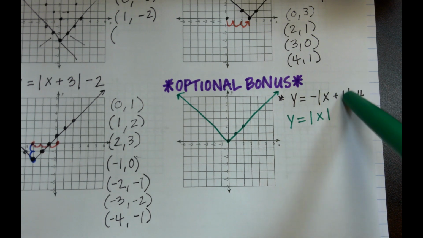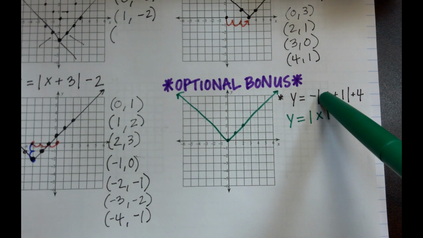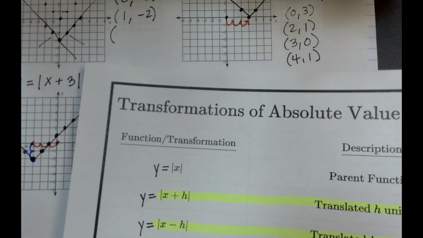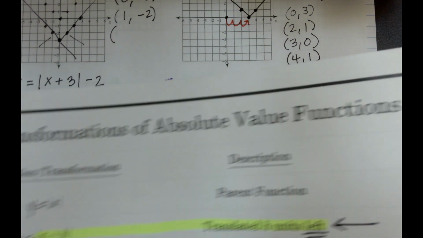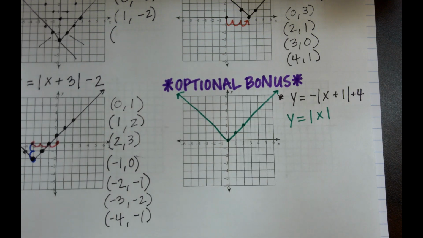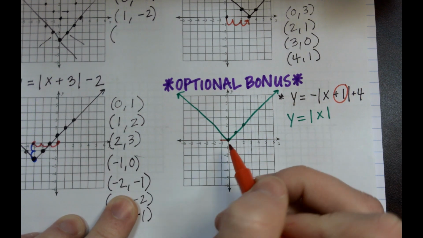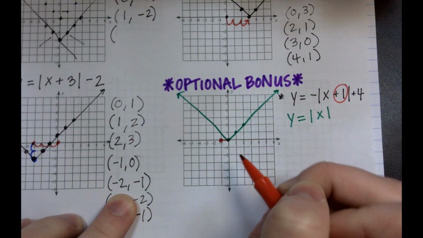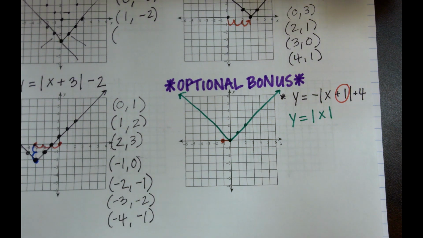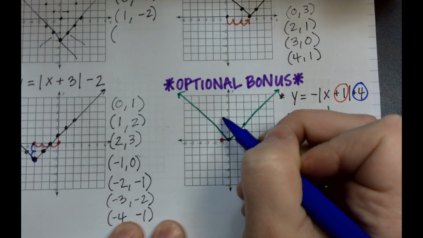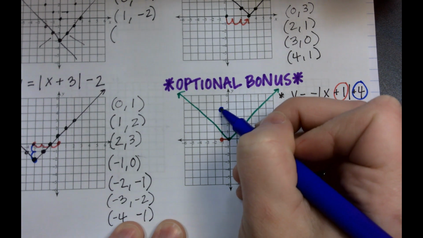So let's look inside of our absolute value first. x plus 1. On our little chart, what does it tell you we should do? Move over to the left. Yes, we're going to move to the left. How many units? 1 unit. So this plus 1 tells me I need to go over 1. So here's my new bottom point. And then it's plus 4, so you're gonna go up more. I'm going to go up 4. So up 1, 2, 3, 4. And there's your point.